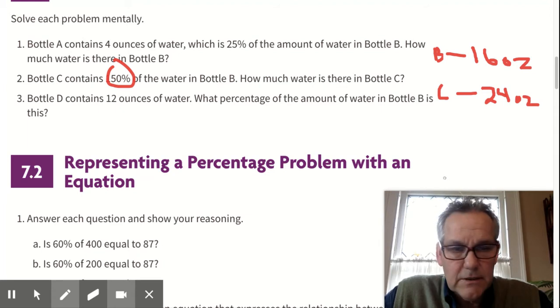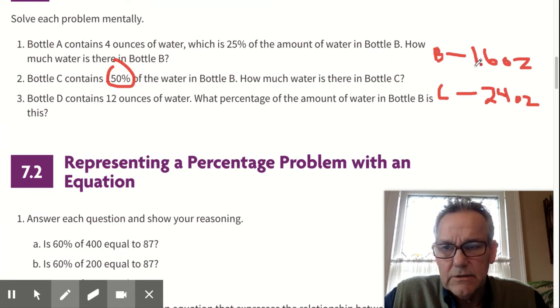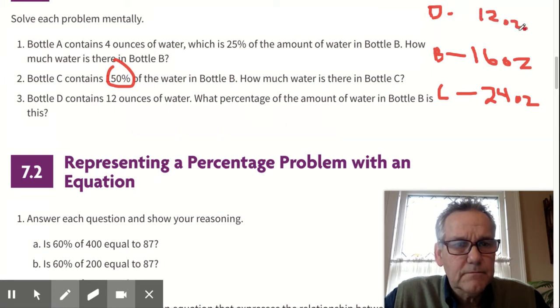Bottle D, on to number 3. Bottle D contains 12 ounces of water. What percentage of the amount of water in bottle B is this? So again, we're going to start with bottle B, which is 16 ounces, and D has 12 ounces. So it appears to me that this amount is 4 ounces less than B.